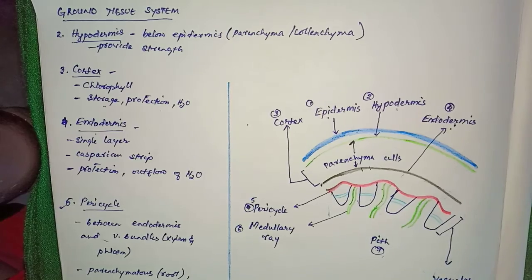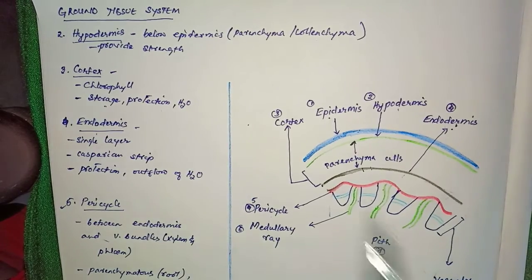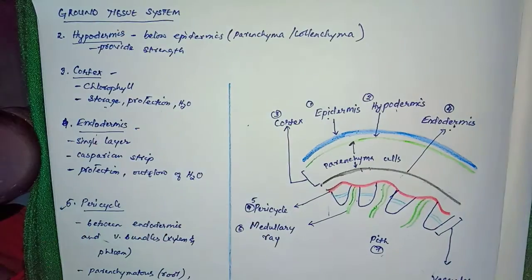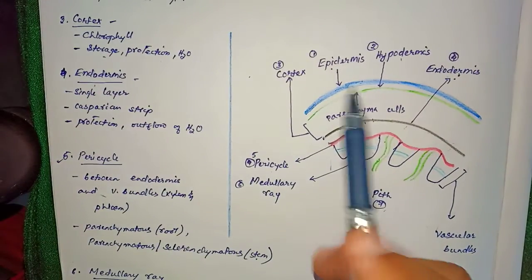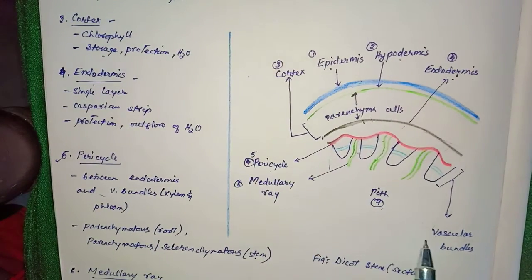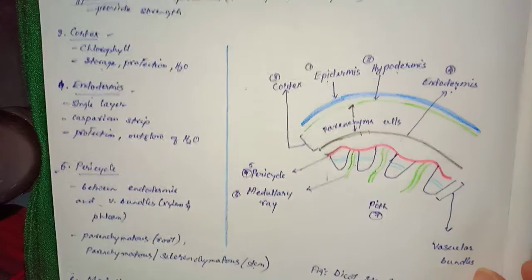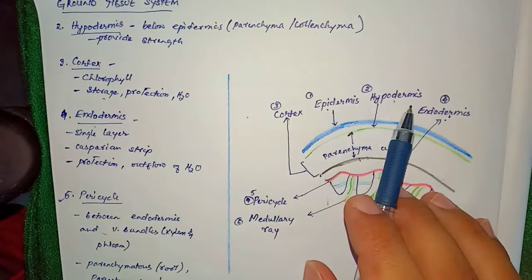Hello, let's discuss the topic ground tissues. Ground tissues are all the tissues except the cells of the epidermis and the vascular bundles. So the first one is the hypodermis.